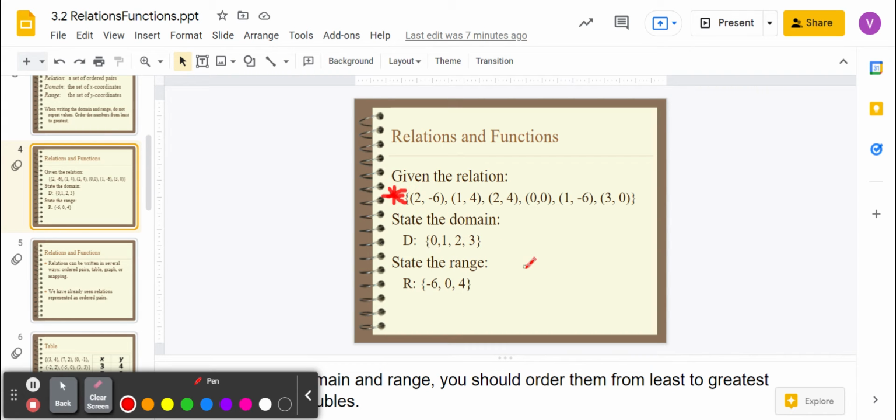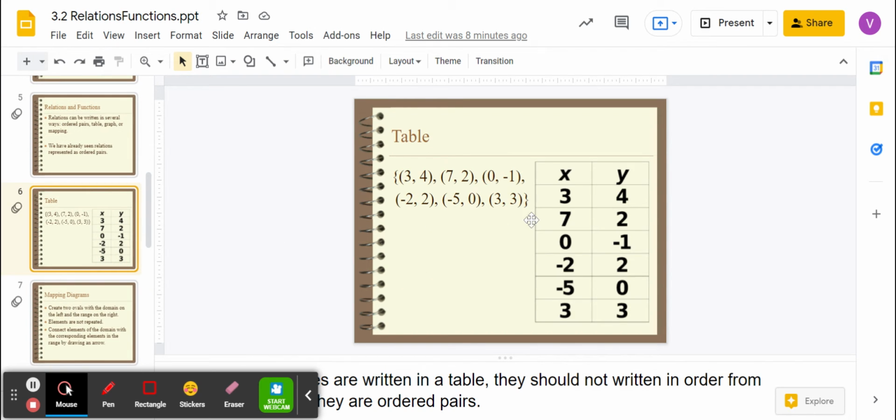Okay? Now the domain is going to be all of your x values listed from least to greatest without repeating any of them. Now, when you look at the range, it's going to be your y values, again, least to greatest, without repeating any of them. Now, in order to determine if this is a function or not, if you notice that the x values repeat, in this case, the 2 and this 2, both of these x's repeat. The 1 and the 1 also repeats. Whenever you have x's that repeat, it's not going to be a function.